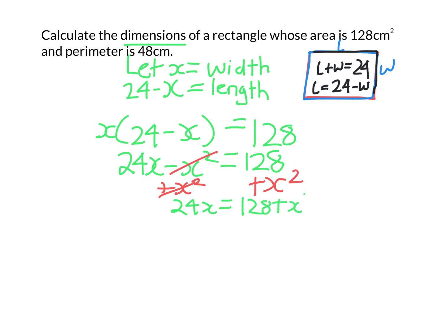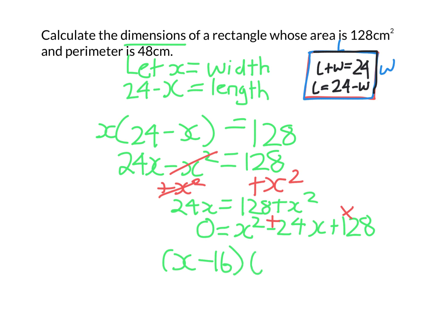Now to get one side equal to 0, I'm going to subtract 24x from both sides. This is now the quadratic I solve. I want one side to equal 0. Now I can solve it. So the two numbers that multiply to 128 and add to negative 24 turn out to be negative 16 and negative 8. So I get here, if that equals 0, either the first bracket equals 0 or the second bracket equals 0. x equals 8 and 16.